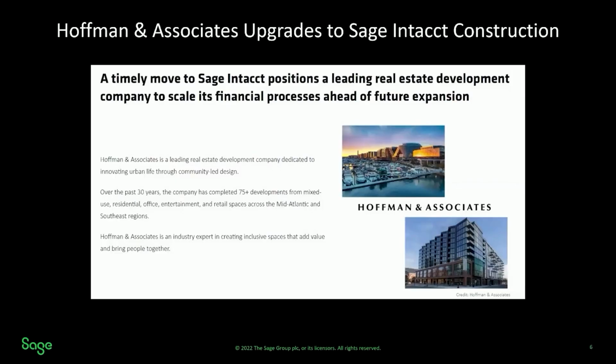Lastly, just wanted to highlight one of our customers who's a developer, just to give you a real life example. So Hoffman and Associates is a commercial real estate developer that has done over 75 commercial developments across multiple property types. And Hoffman was previously on Sage 300. And with the growth that they were experiencing, they needed a system that had better multi-entity capabilities and better reporting, and just a faster solution overall that was based in the cloud. So that's exactly when they decided to make the change to Sage Intacct Construction with Sockeye.